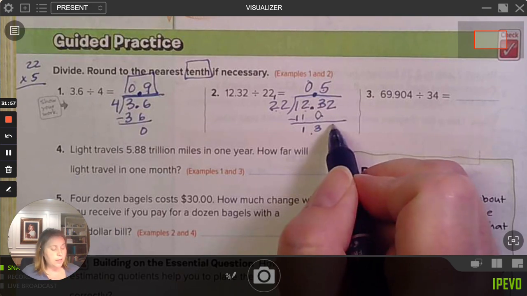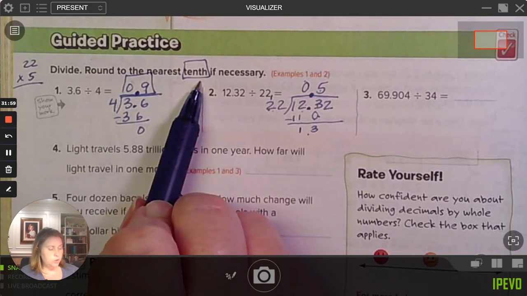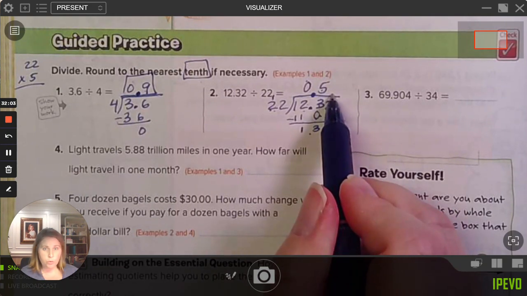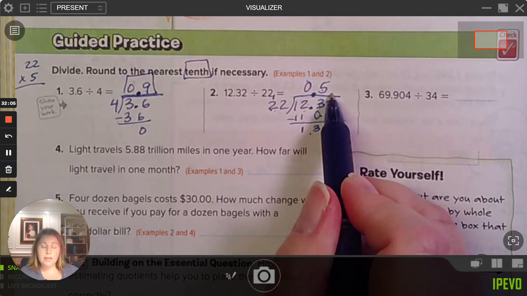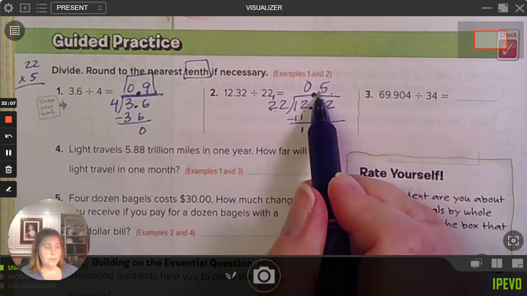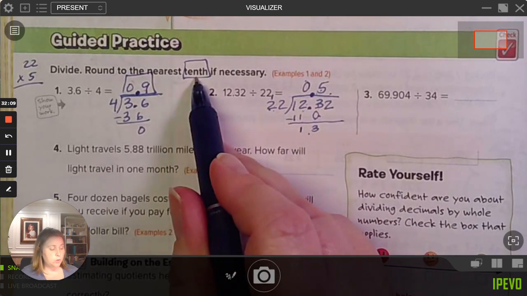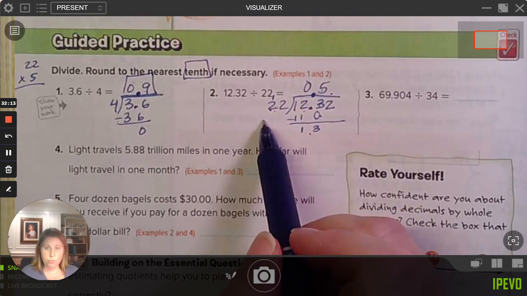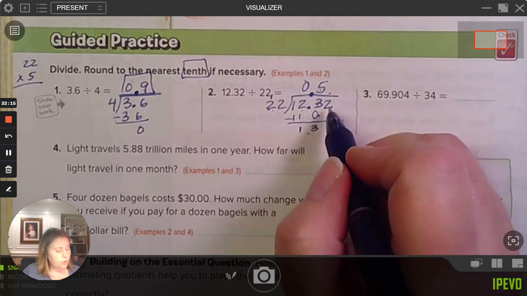And then they're telling me to round to the nearest tenth. So even if this doesn't work out properly, once I have this number and I know that this number is correct, I can stop and know what to round that to the nearest tenth. Okay, so remember, reading the directions can save you a lot of frustration and extra work. So bring down the 2.